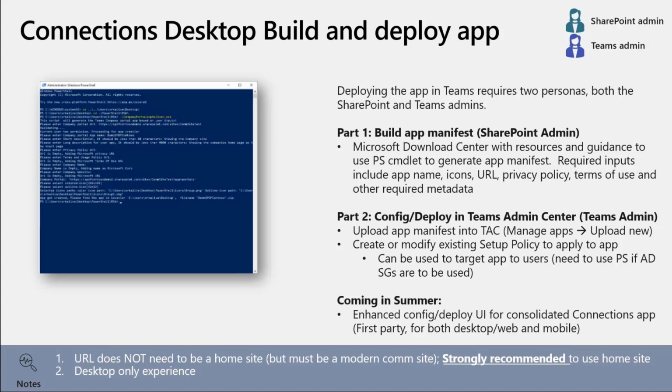So the app that we'll have in the summer will be a consolidated first-party Teams app for Viva Connections, from where you will configure and deploy the app across desktop as well as mobile. In addition to the mobile experience itself in summer, we'll have this enhanced configuration experience, and we'll also be bringing some additional enhancements to the desktop experience as well.